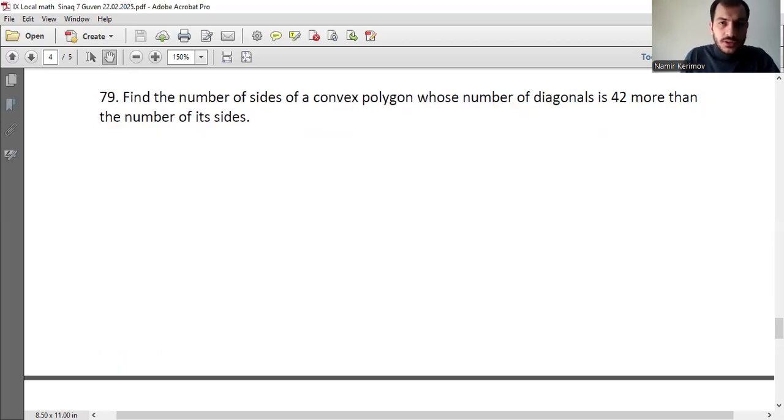79. Find the number of sides of the convex polygon whose number of diagonals is 42 more than the number of its sides. So the number of diagonal formula, it's n times n minus 3 divided by 2 should be 42 more than its side. So n plus 42. That's it.